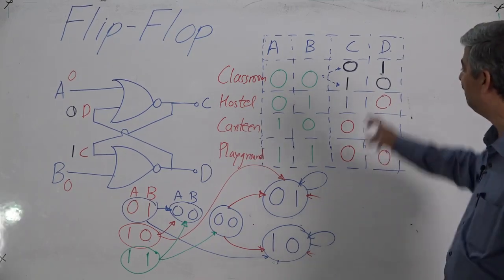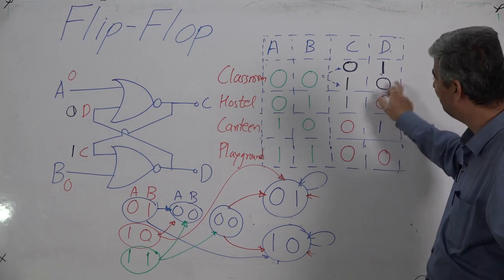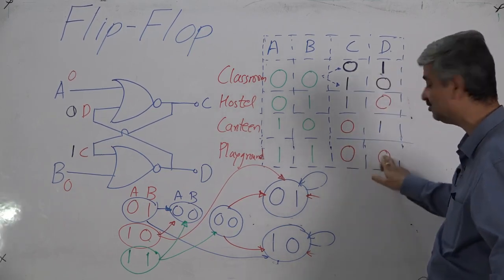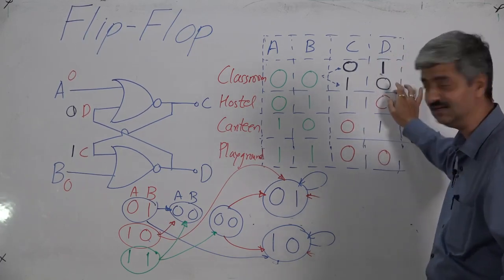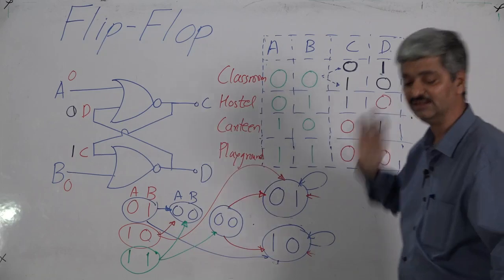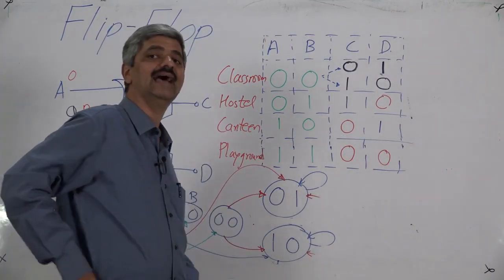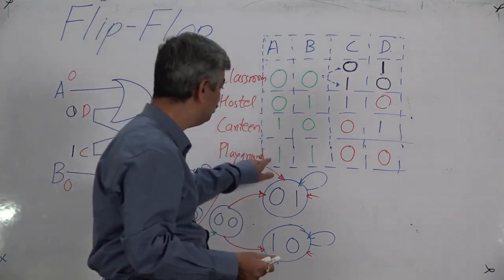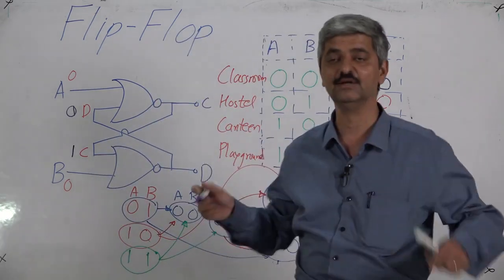So, if last state is 1, 0, that will be maintained. If last state is 0, 1, that will be maintained. If last state is 0, 0, I can't say anything here. It can be either this or this. Therefore, now, if we decide that we will not allow this input combination to occur, that is called forbidden.